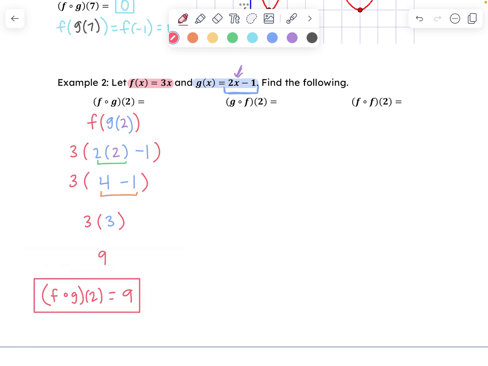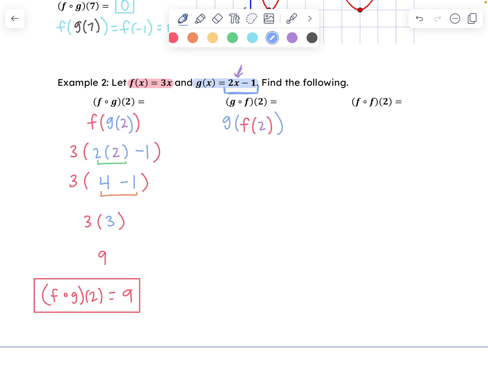Okay, and now we're going to do it the other way around. Now we're going to find g of f of 2. So we're going to switch it up a little bit. Remember how I said the order is important. You got to make sure you're paying attention to the order. So now I'm going to have g of, and then the f function is going inside of that g function this time. And then 2 is still going inside of that.